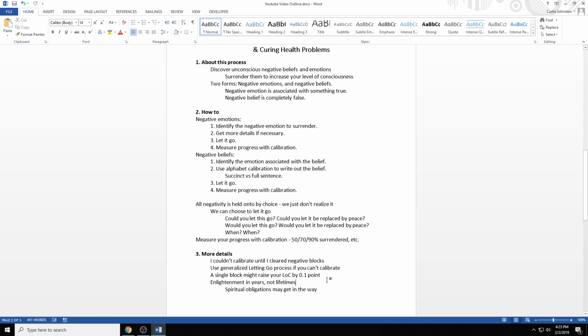Because you can raise your level of consciousness. If you do this, let's say you surrender one negativity a day, and let's say on average that's like 0.2 points per day. Well, that adds up really fast. You can actually make great spiritual progress over the course of a month, or 6 months, or a year. I personally have been doing this on a regular basis for the last several months now, and I've had great success at raising my level of consciousness so far.